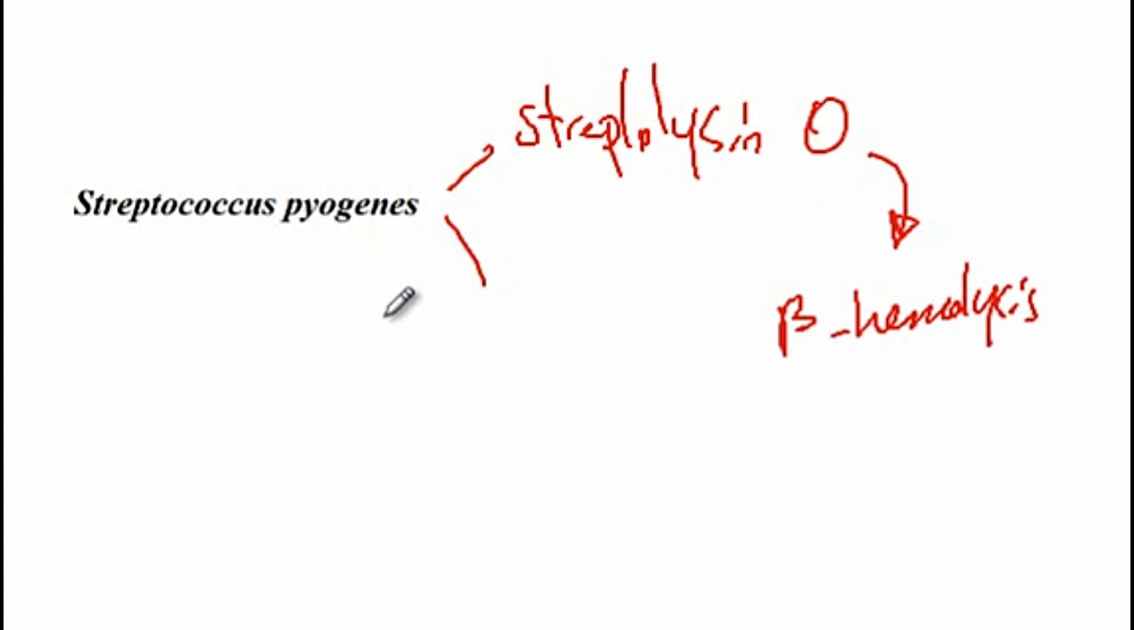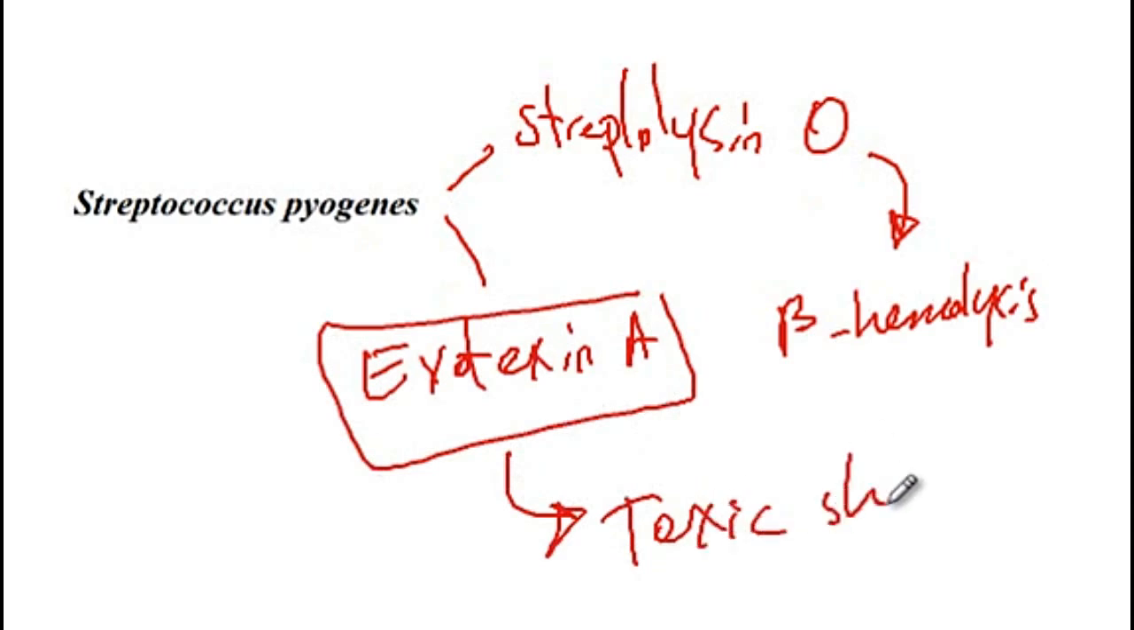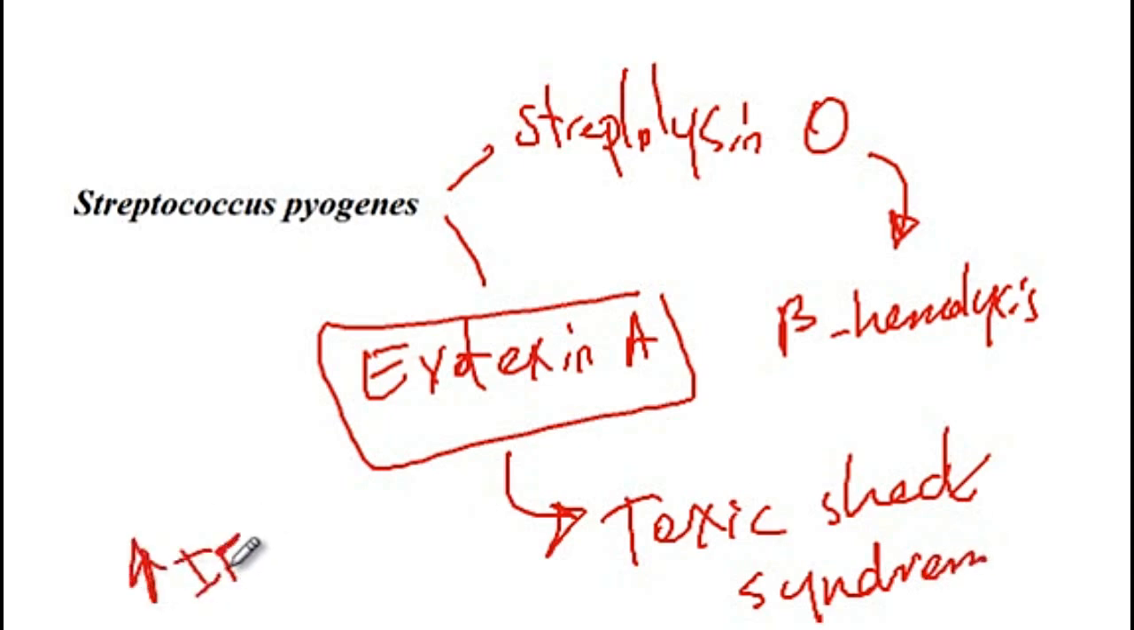And then the other type of toxin is the exotoxin A, which is also a superantigen, and it will cause toxic shock syndrome due to the increased release of interferon gamma and IL-2. And that concludes our discussion.